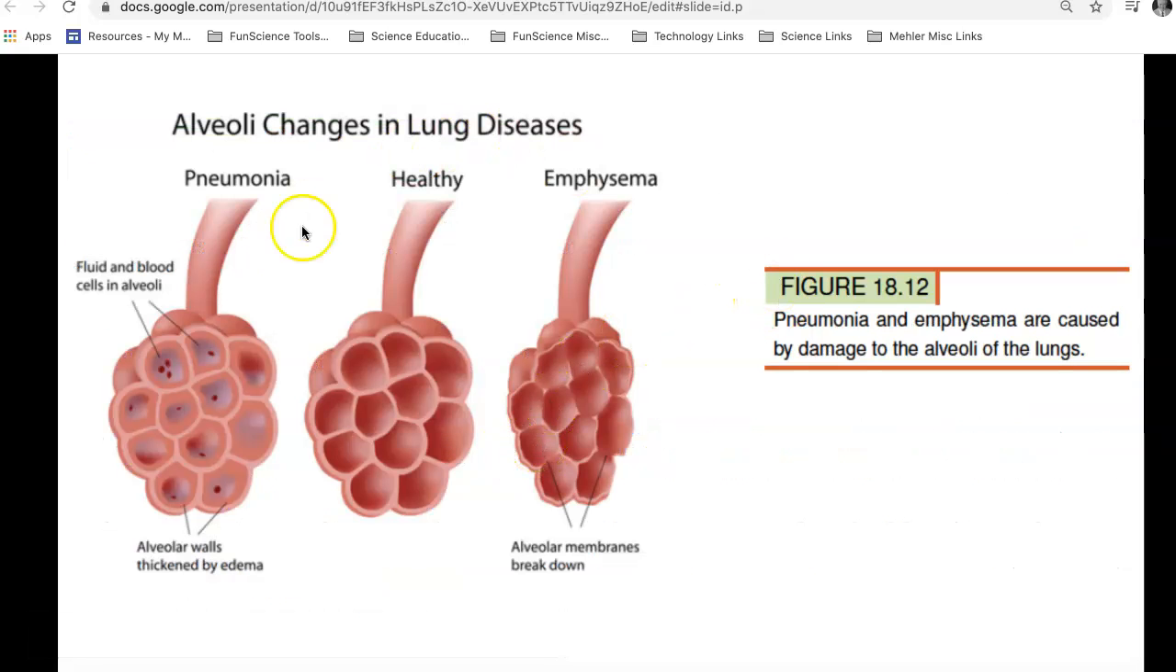This is a diagram of what happens at the alveoli level in pneumonia. Notice that these structures that normally would have free air in them fill with fluid and blood cells. Really dangerous. Healthy, they would be totally clear. And with emphysema, the actual walls of the alveoli break down. The membranes where the gas exchange takes place break down.